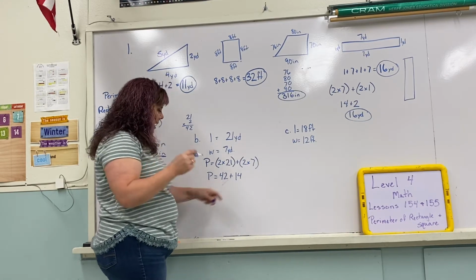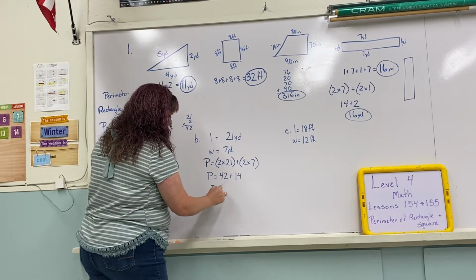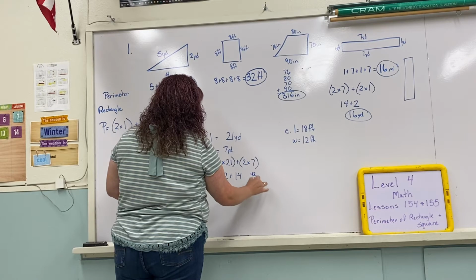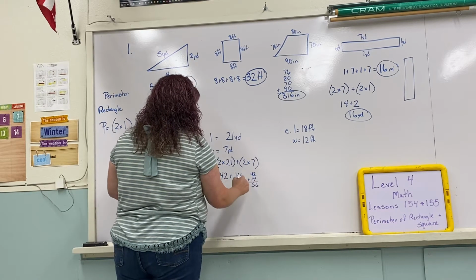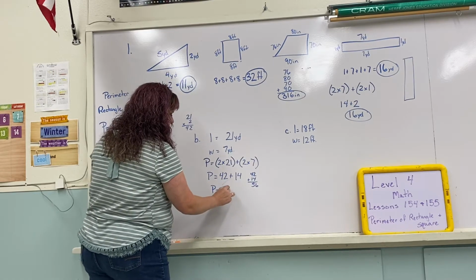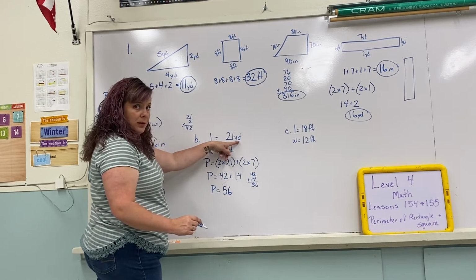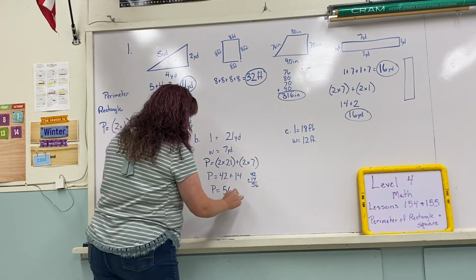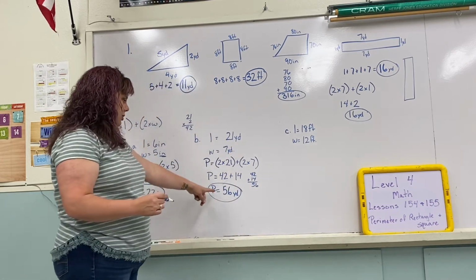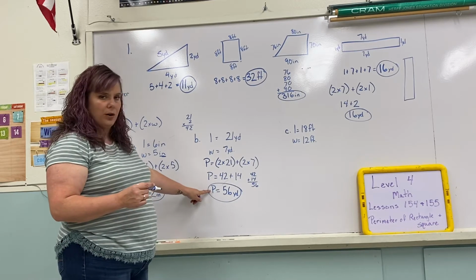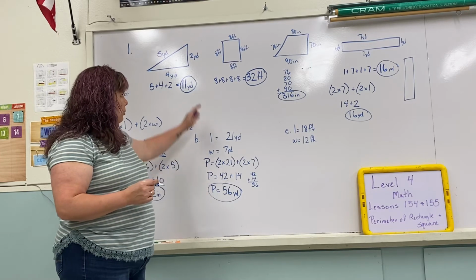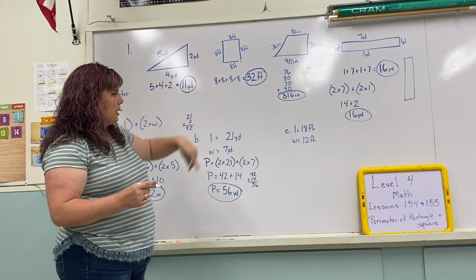Now we need to add, last step. P, perimeter, equals, if you need to line them up right side up to add, that's okay. Or you can just add the 1s and then the 10s. So perimeter equals 56. Go back, we need our measurement. 56 what? 56 yards. P equals 56 yards. Circle your answer. P stands for perimeter. Perimeter is the distance around an object.